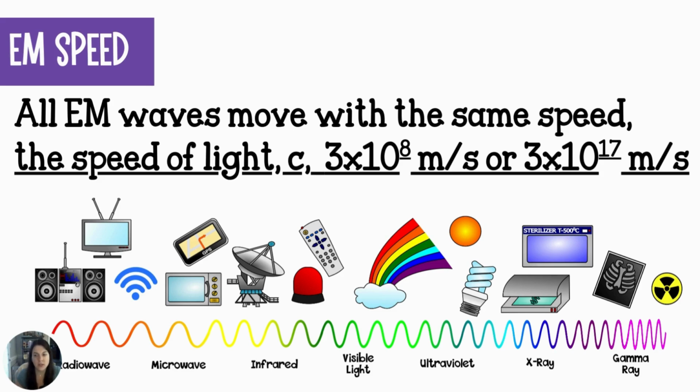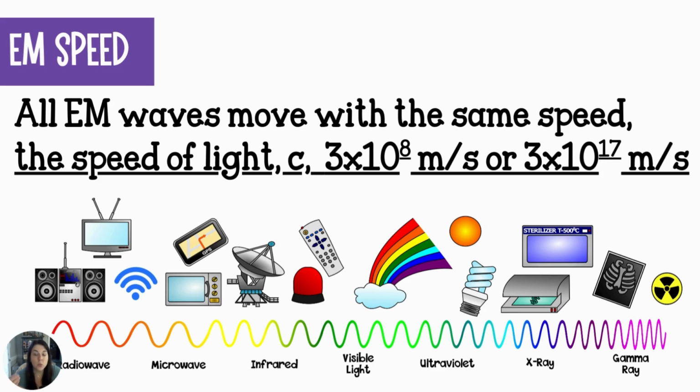Oh, I'm sorry. That should have an N. It's 3 times 10 to the 17th nanometers per second. So that's nanometers per second. I apologize. 3 times 10 to the 17th nanometers per second. NM divided by S.